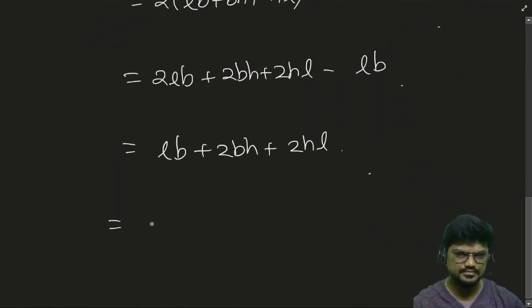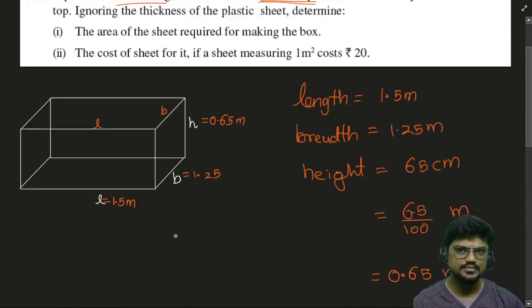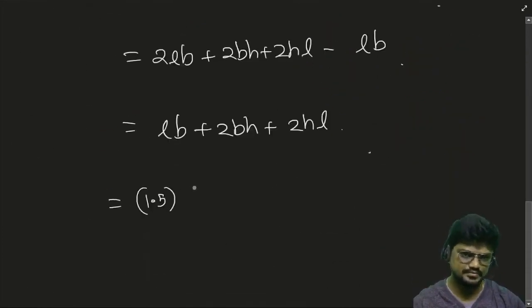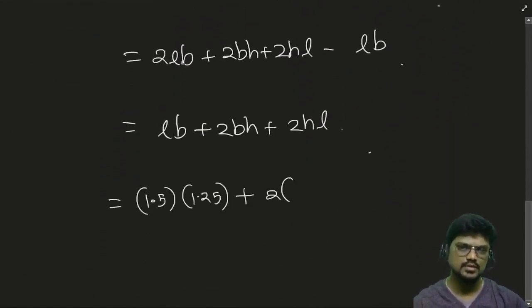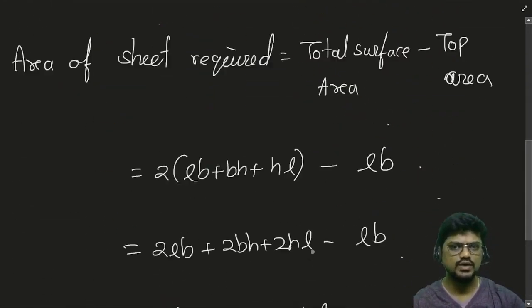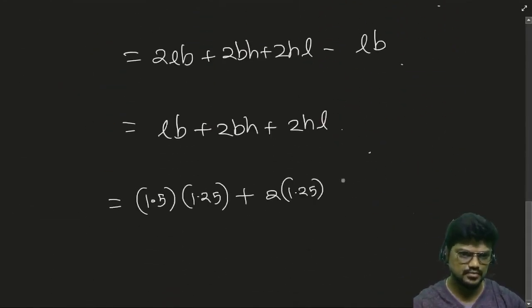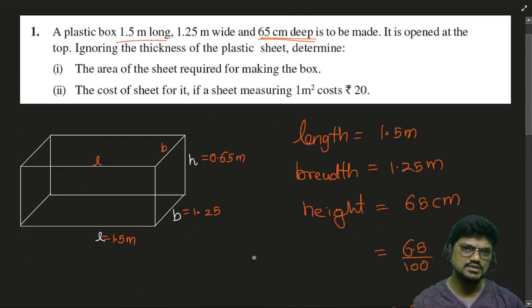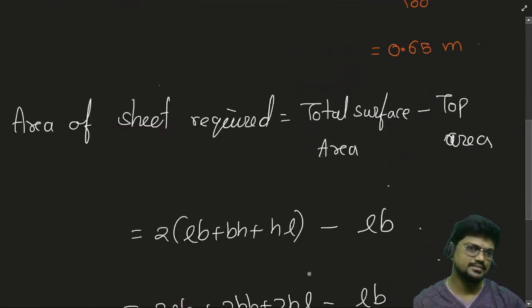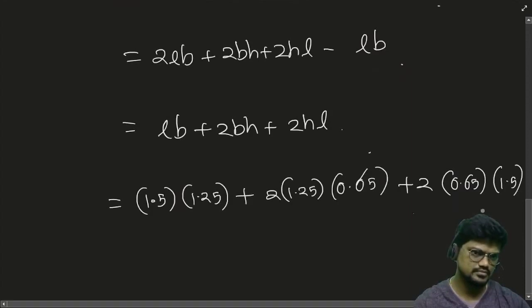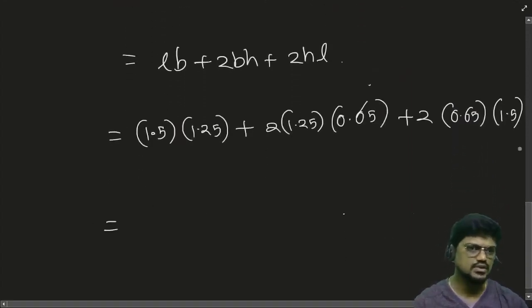L is 1.5. What is B? 1.25. And then twice of B into H: B is 1.25 and H is 0.65, plus 2 into HL: H is 0.65 into length, length is 1.5. If you solve this, you'll get the answer.